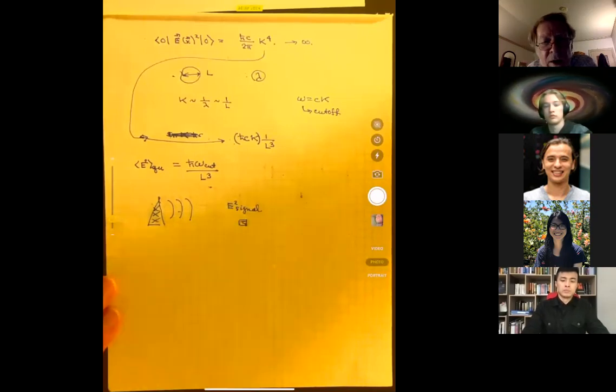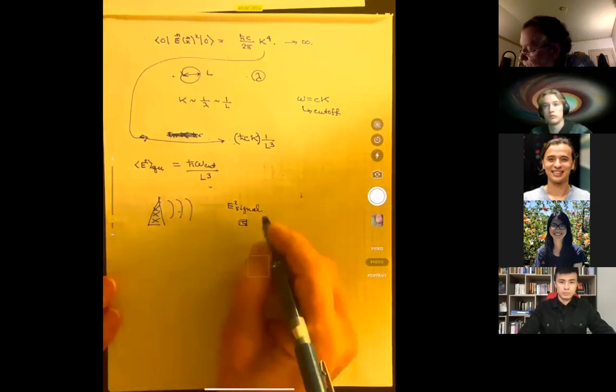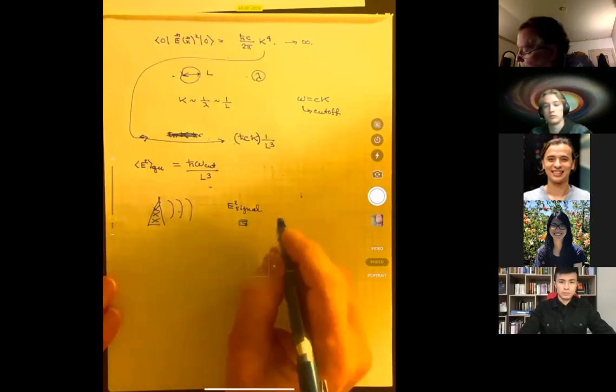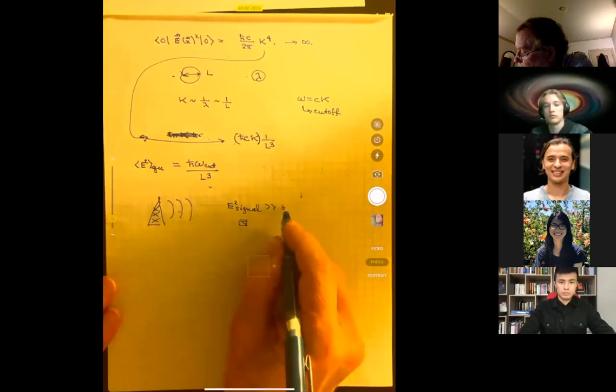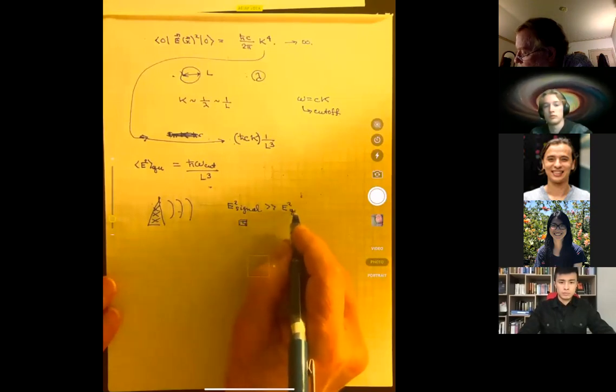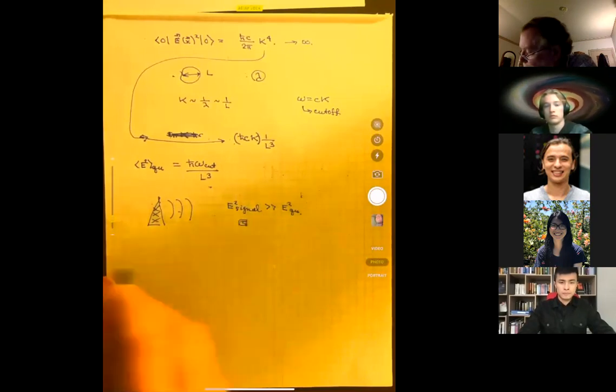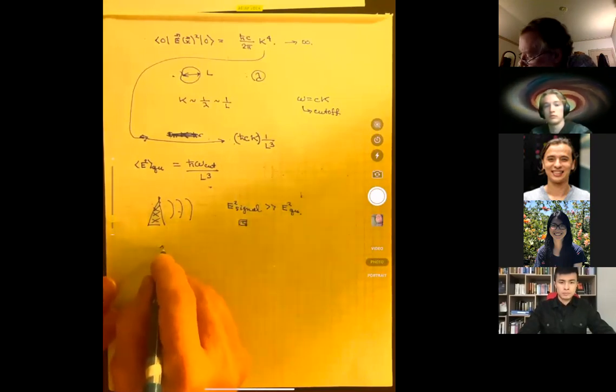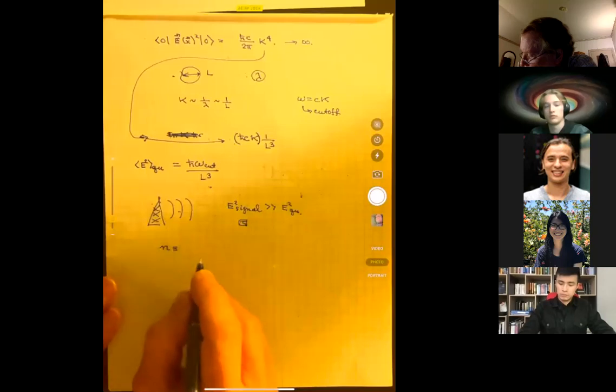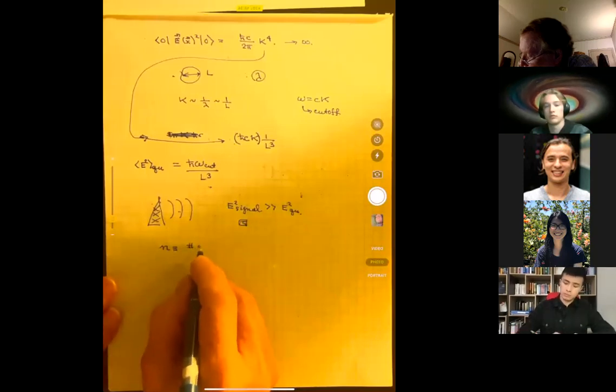There's an E squared signal, and it's plausible that in order for the signal to be detectable, we should require that the E squared signal be much greater than the E squared quantum fluctuations, which are due to the vacuum fluctuations. Well, in terms of describing the E squared signal, let's define N as the number of signal photons.